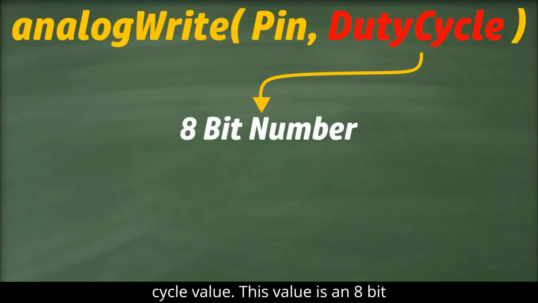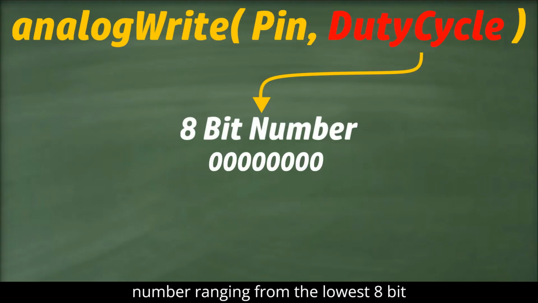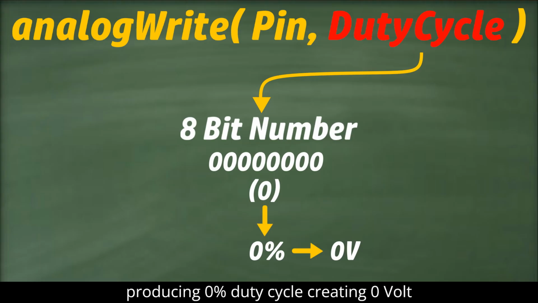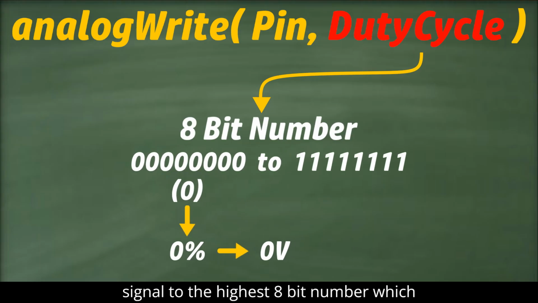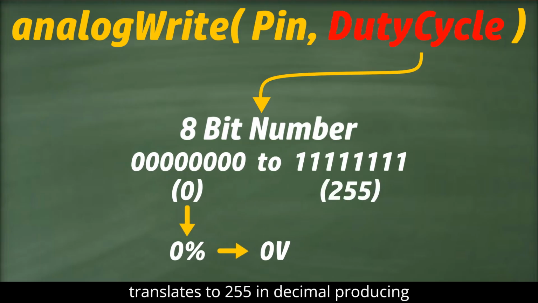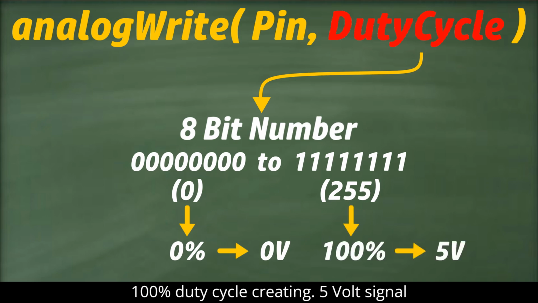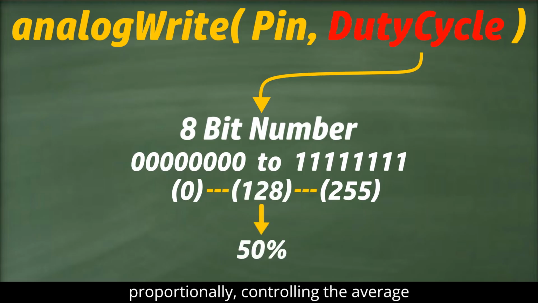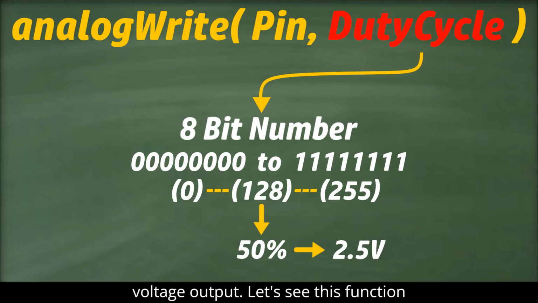This value is an 8-bit number, ranging from the lowest 8-bit number, which translates to 0 in decimal, producing 0% duty cycle, creating 0 volt signal, to the highest 8-bit number, which translates to 255 in decimal, producing 100% duty cycle, creating 5 volt signal. Values in between adjust the duty cycle proportionally, controlling the average voltage output.